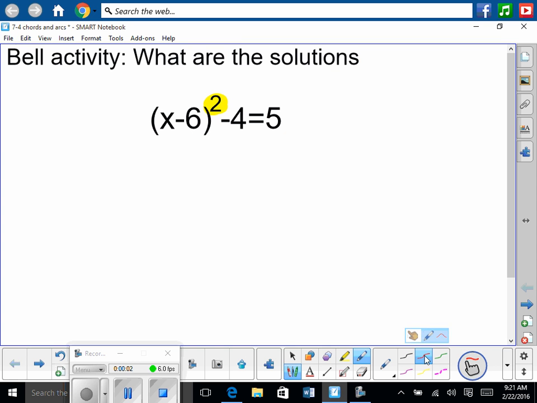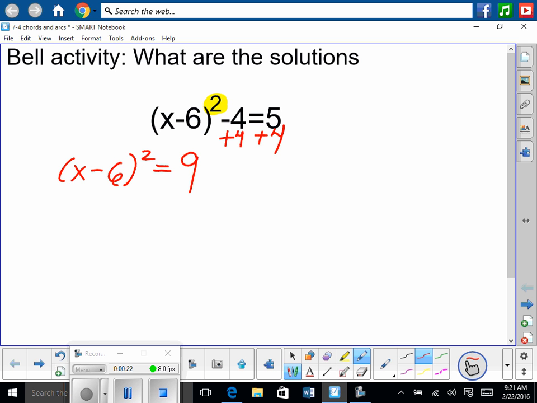About the equation. Isn't it in vertex form? Yeah? Okay, so these ones are the easiest ones to solve. We only just isolate the squared part. So we would add 4 to both sides of the equation. Now on the left, we have x minus 6 squared is equal to 9.